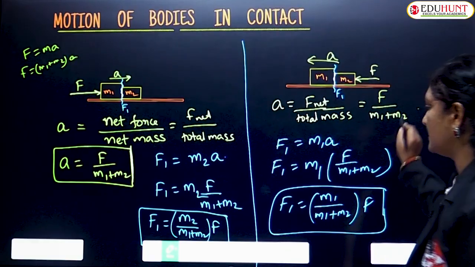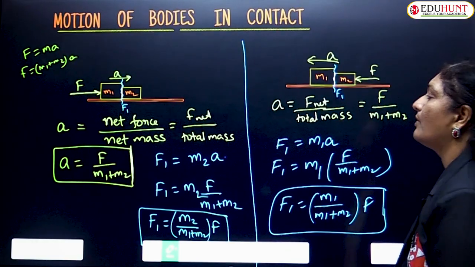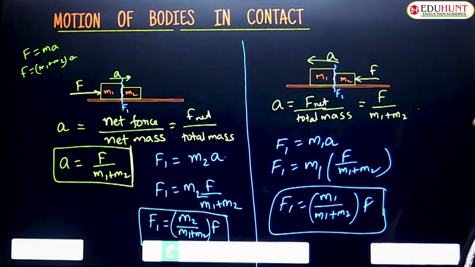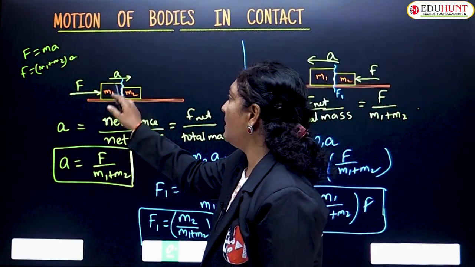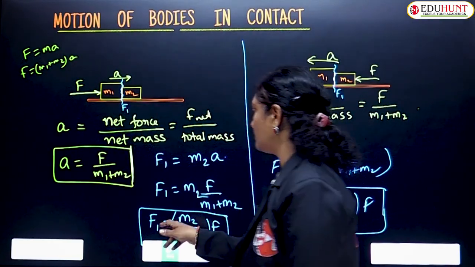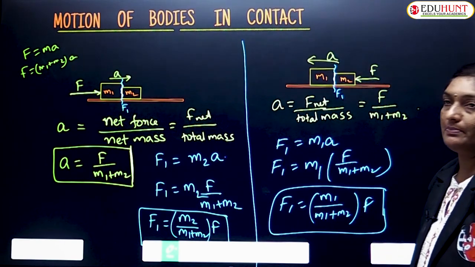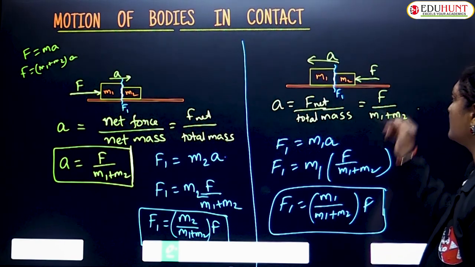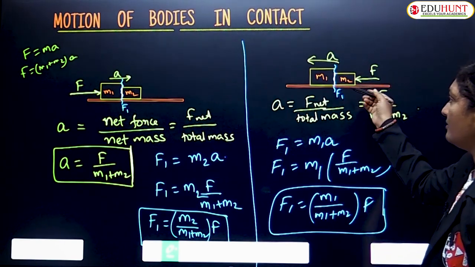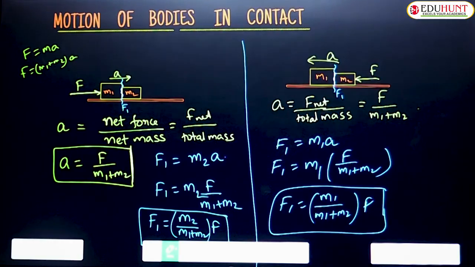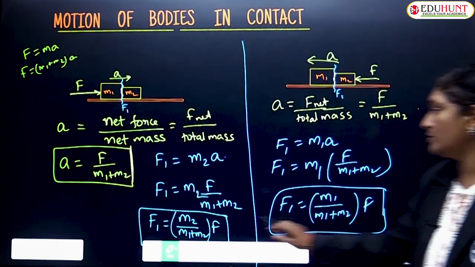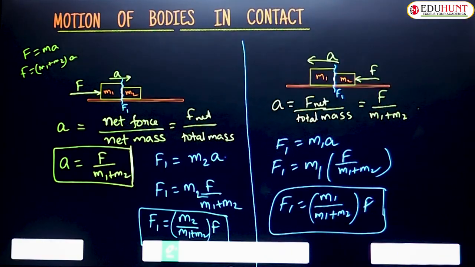In both cases, acceleration was found to be the same, that is F by m1 plus m2, whereas the contacting force exerted by m1 on m2 is given by m2 by m1 plus m2 into F, whereas in the second case the contacting force exerted by m2 on m1 is given by m1 by m1 plus m2 into F. Here it is m2, here it is m1.